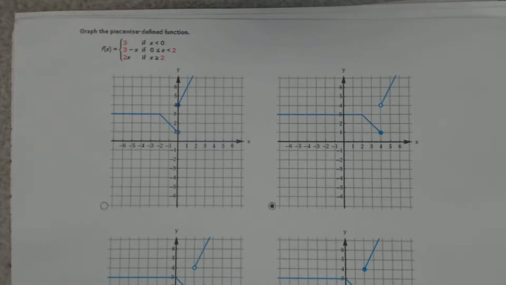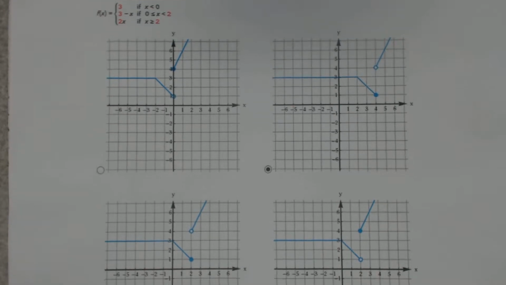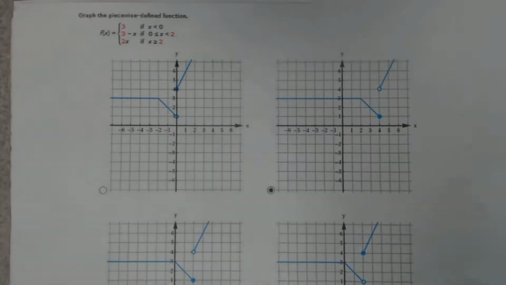So we got us a piecewise function here, and it's wanting you to pick the correct graph. So what I would suggest you do is just graph the thing individually, and then you pick which one it is. So I need a pencil because I'm going to erase some stuff off here. I think I got a pencil.